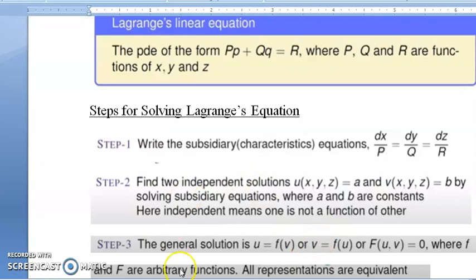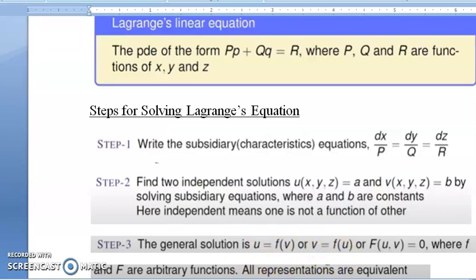So okay, now step 3. If you get the solutions as u and v, then our general solution to the partial differential equation is u is equal to a function of v, or v is equal to a function of u, or another form is f of u comma v is equal to 0. We usually write it this way, f of u comma v is equal to 0, where capital F and small f are arbitrary functions. Now all these representations are equivalent. All these representations are the same. So in the case of Lagrange's equation, we usually write f of u, v is equal to 0. Or this is also possible, u is equal to f of v or v equal to f of u.